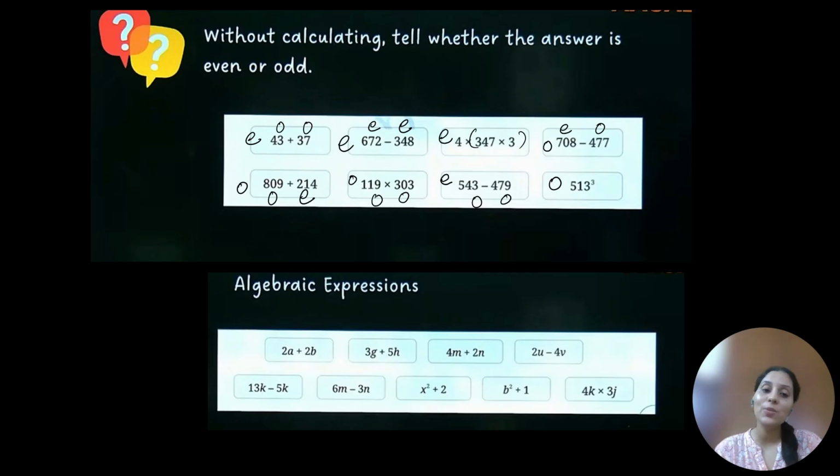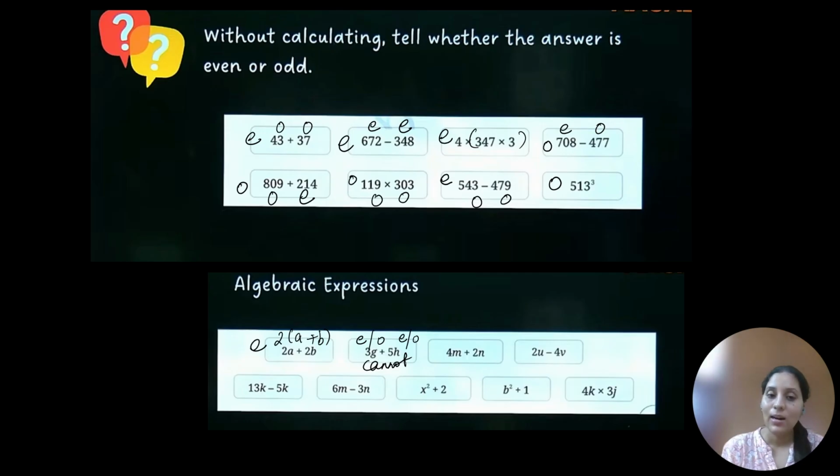Now, let us see these algebraic expressions. 2a plus 2b. I can write it as 2 into (a plus b). Now 2, an even number multiplied by anything, gives you an even answer. Now 3g. Here it is interesting. 3 is odd. Now g can be even or odd. If it is even, then the result is even. But if it is odd, the result is odd. So it can be even or odd. Same with 5h. It can be an odd number, it can be an even number depending upon what you're taking h as. So for these cases, you cannot determine.